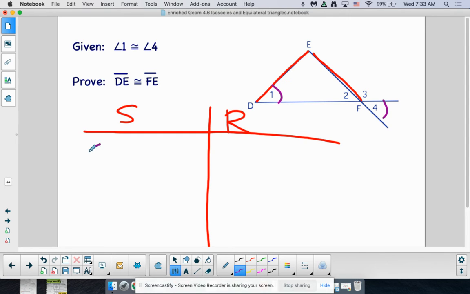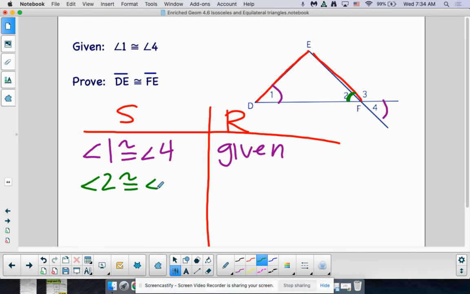If we have two angles that are congruent, then the sides opposite them are congruent. So if we just write down our given here, angle 1 is congruent to angle 4, given. What else do we know? Well, if we just look at our picture, what else is congruent to angle 4? I'm hoping you're thinking angle 2, right? Because they're vertical angles. So angle 2 is congruent to angle 4 by vertical angles.